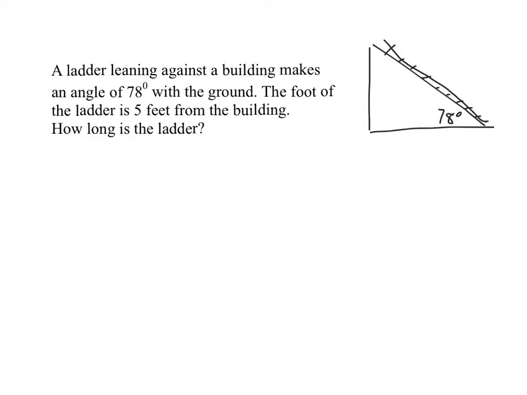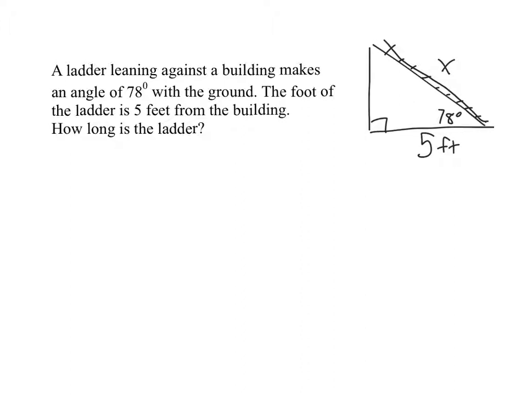And then it says the foot of the ladder is 5 feet from the building. So again, just like with the tree one, the foot of the ladder is 5 feet from the building. And we're going to assume the building is at a 90-degree angle. This one asks, how long is the ladder? So we're going to label the ladder as x. All right, so we've drawn a triangle and labeled it using the given information. Now what we're going to do is create and solve an equation to find the missing side or angle.